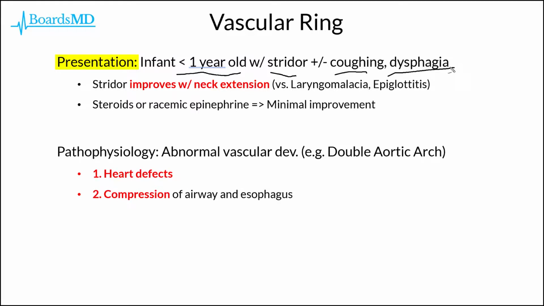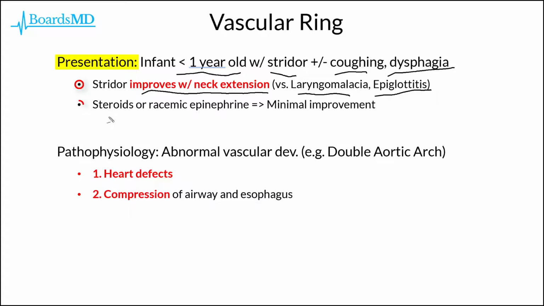One key differentiator of the vascular ring clinically relative to some of the other causes of stridor is that the stridor is ultimately going to improve with extension of the neck. This is in contrast to other conditions such as laryngomalacia as well as epiglottitis, which are not going to improve with such a maneuver.